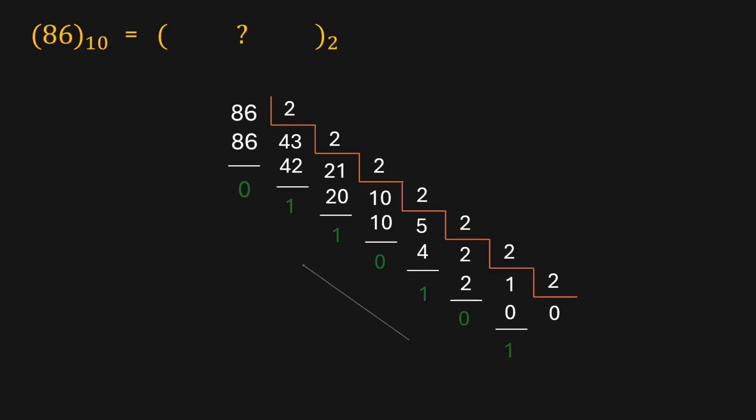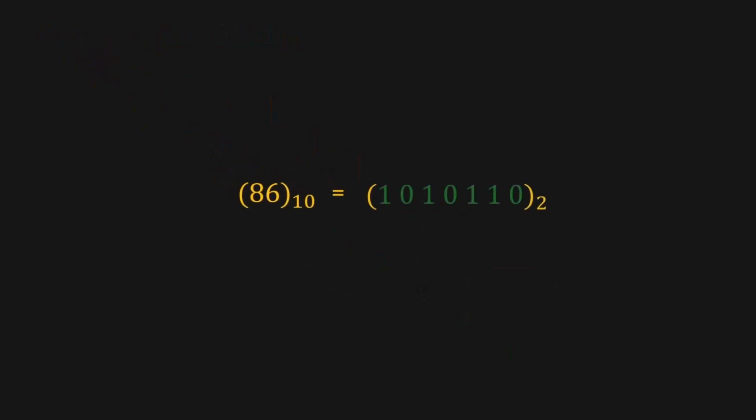As you can see, we continue the division until the quotient becomes 0. Now, if we write the remainders in reverse order, the representation of 86 in base 2 is obtained. This digit is called the least significant bit, and that digit is called the most significant bit.